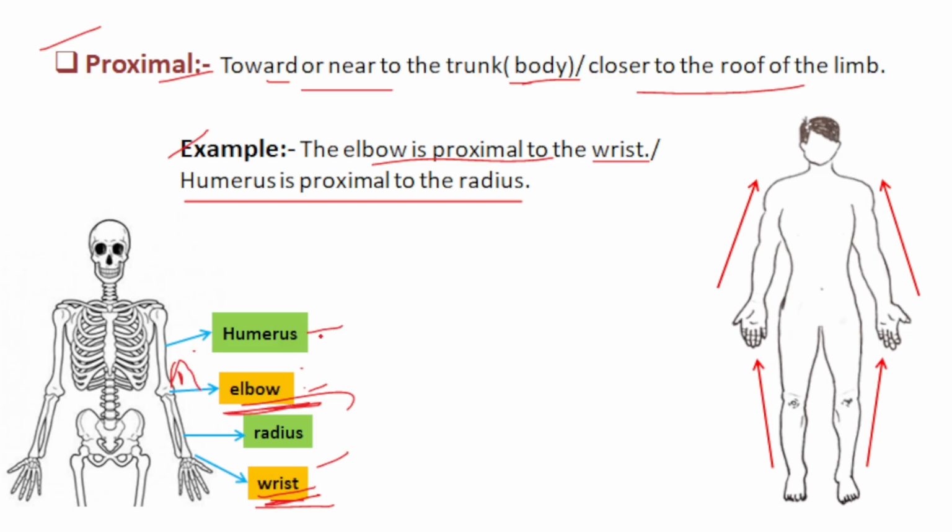And then the next example, you see that this bone is called the humerus, this bone is the radius, and this bone is called the ulna. So the humerus is closer to the body as compared to the radius. That's why the humerus is proximal to the radius. So you can also say that the humerus is proximal to the elbow, radius, ulna, or wrist. I think this concept is clear to you.